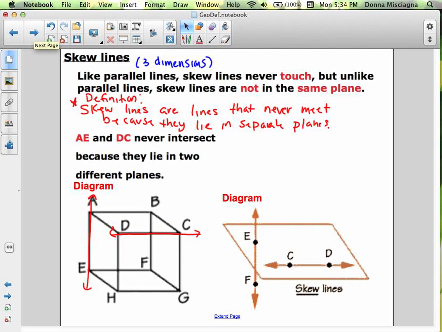So we've talked about the four different ways that lines can be related, the four kinds of relationships lines can have: intersecting, parallel, perpendicular, and then skew lines. Those are our four different relationships. If they intersect, they cross. If they cross at right angles, then they're perpendicular lines. If they're in the same plane and never cross, they're parallel lines. If they're not in the same plane and never meet, they're skew lines.